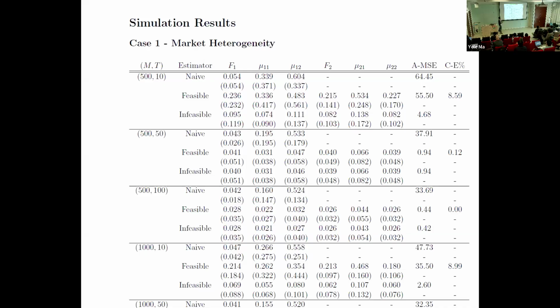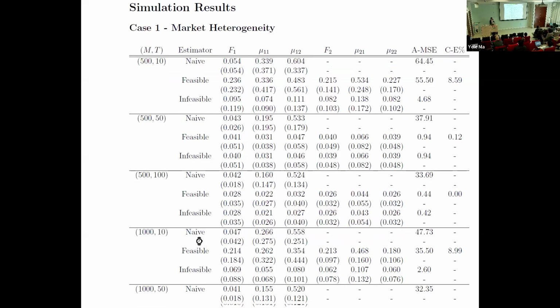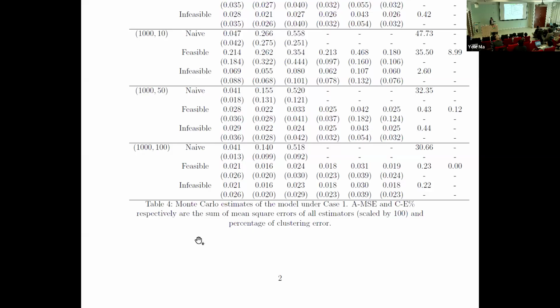Okay, so we see that with M as 500 and T as 10, the misclassification error rate is 8, 10, something like that. By the way, this mean square error has been scaled up by 100. It's not that bad. And then as T increases, the misclassification rate decreases very rapidly in this case because the equilibria are well separated. And then, in these 2 cases, we compare the feasible and the infeasible estimator, and they are almost just as good. Okay, and then below you have more samples, so things get better, obviously.